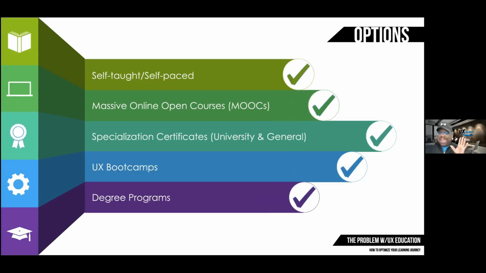You have 5 different options to choose from. We mentioned self-taught, self-paced. You can read books. You can look at YouTube videos. You can listen to podcasts. And there are people that are still doing this today. When I first started, we didn't have the bottom 4 things that you see here. We didn't have any of them when I first got into UX. So we were all self-taught and everything was self-paced. We didn't have a choice.